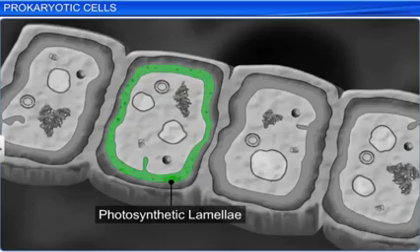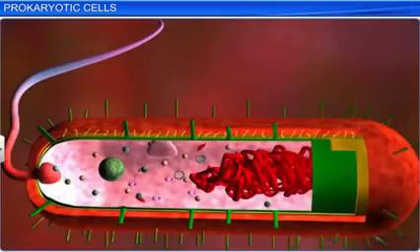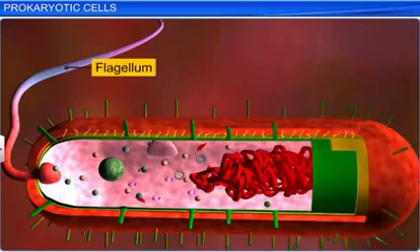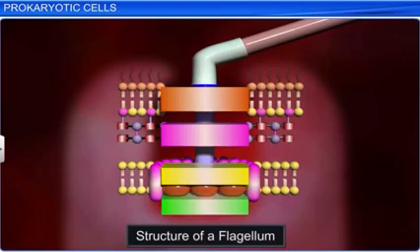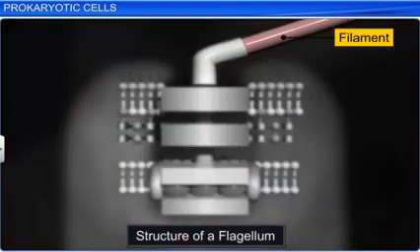Prokaryotes also have extensions from their cell walls. For instance, motile bacterial cells have a thin filamentous extension from their cell wall called a flagellum, which consists of a filament, hook, and a basal body, with the filament being the longest portion.